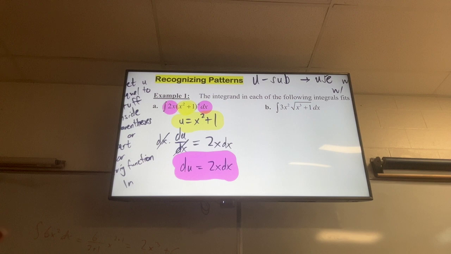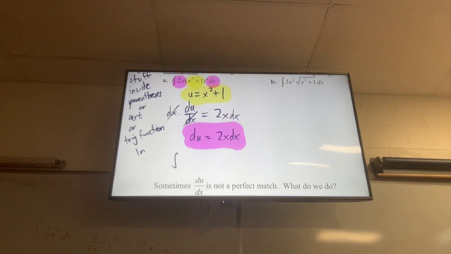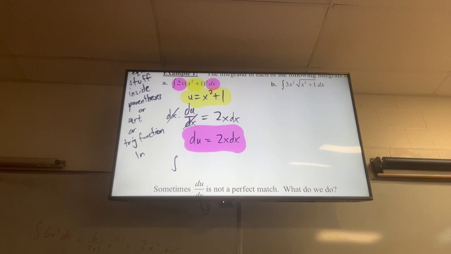So I highlighted stuff in yellow and I highlighted some stuff in pink. Why did I do that? Matches, right? So I can rewrite this integral as the integral of, what does that x squared plus 1 to the 4th become? Becomes u to the 4th. And what does that 2x dx become? Du, okay? Can you guys take this antiderivative here? Antiderivative of u to the 4th is what?